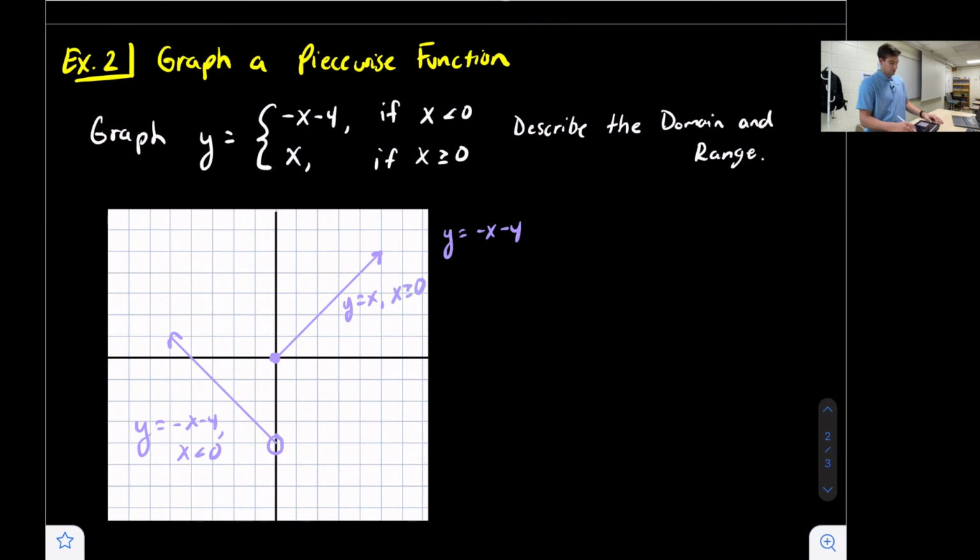Okay, so now let's talk about the domain and the range. So the domain is, remember, left to right. Both of these graphs are going to extend in opposite directions forever. So our domain here is just going to be all real numbers.